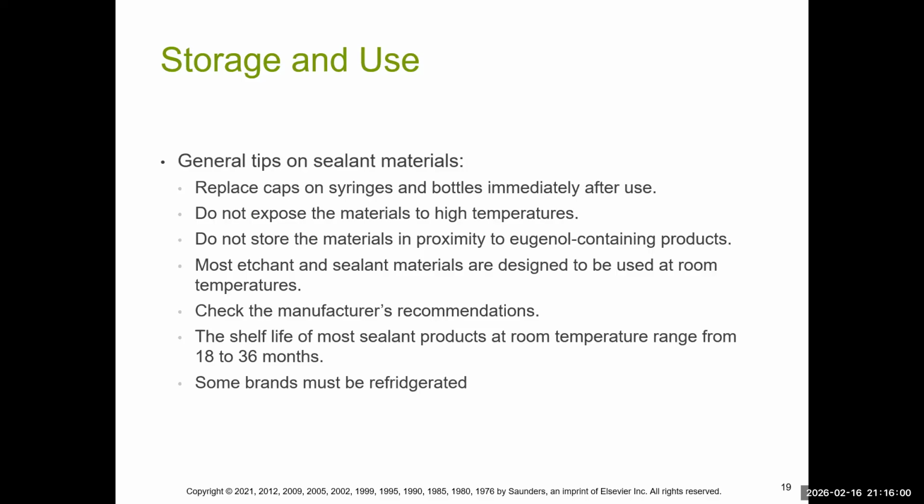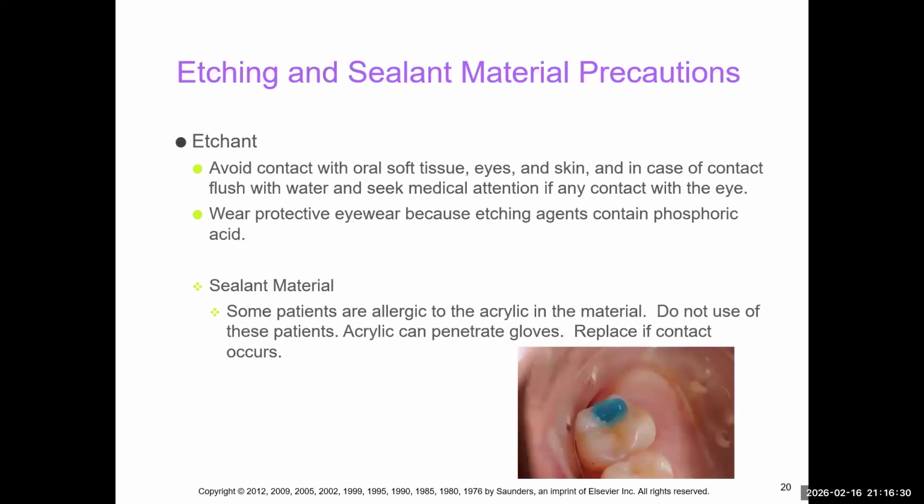How do you store them? Okay, so you got to replace the caps on the syringes, the bottles as soon as you are done. Don't expose the materials to high temperature. Do not store the materials in proximity to eugenol containing products. Most etchants and sealant materials are designed to withstand room temperature. Look at the brand's recommendations and the shelf life. Okay, the shelf life is usually what? At room temperature, it's 18 to 36 months. After that, it won't work on the patient. And some actually have to be refrigerated.